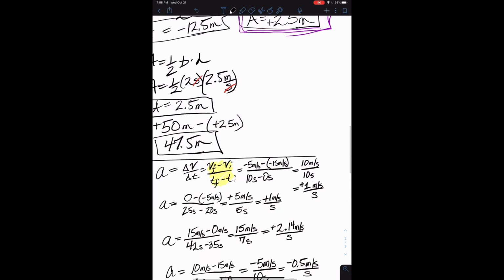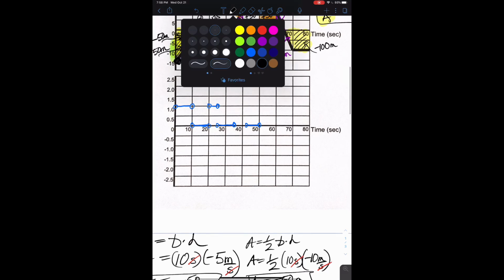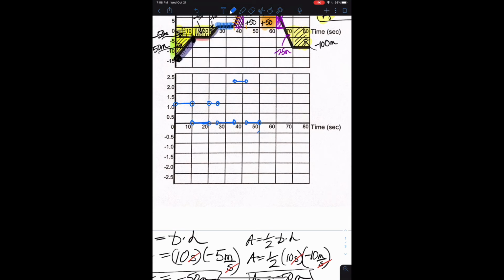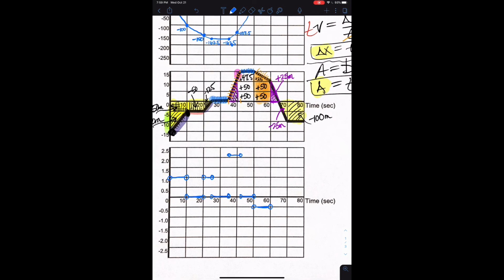All right, so something like that, right? Our final velocity is 10, so we're getting a negative slope here. So we're going to get negative 0.5 meters per second per second. All right, cool. And let's go ahead and add that. And it's all the way from 50 to 60. All right, good. Now let's get the steeper negative slope.